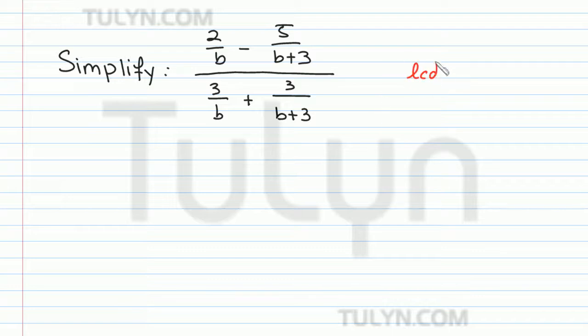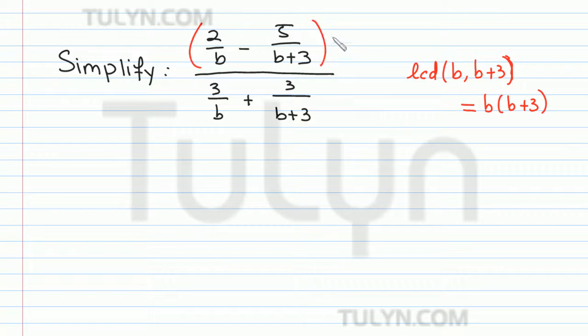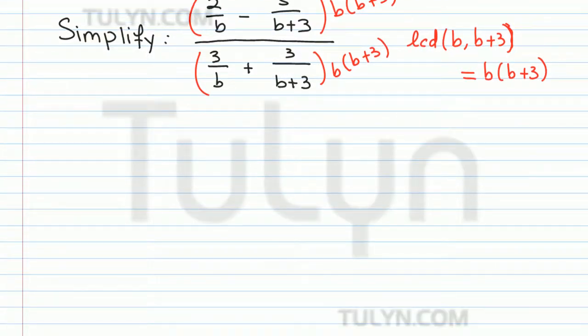So the LCD of the denominators we're looking at, b and b plus 3, right? The LCD of those two terms is just, you multiply them together. So it's b times b plus 3. So we want to multiply the top and the bottom by the same thing, which is b times b plus 3.